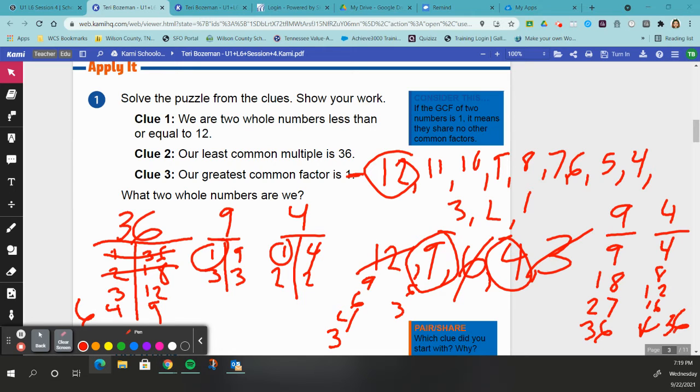So the least common multiple for these numbers is going to be 36. So it meets all of our clues. So the two whole numbers are 9 and 4.